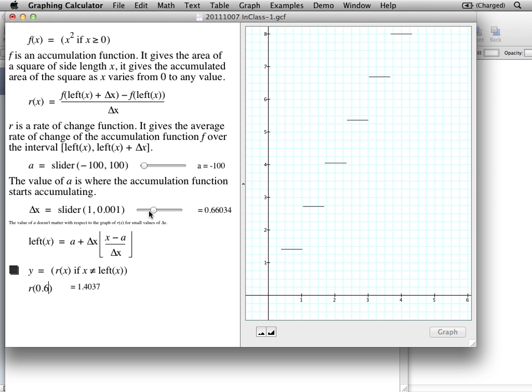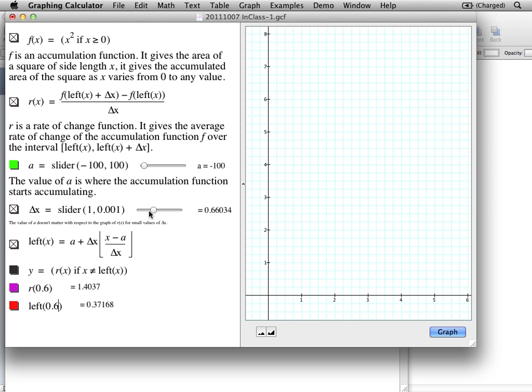It finds the number of complete intervals between negative 100 and 0.6. Actually, what you can say is it just finds the left hand point of the interval that 0.6 is in. In fact, I'll help you there. The left end point of the interval that 0.6 is in is 0.7168. Okay. So what does it do with that number?